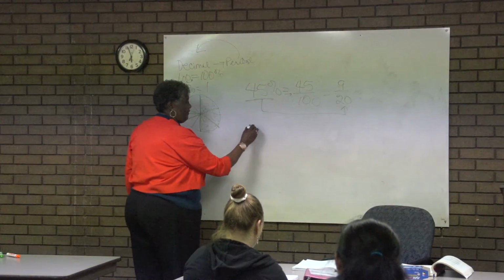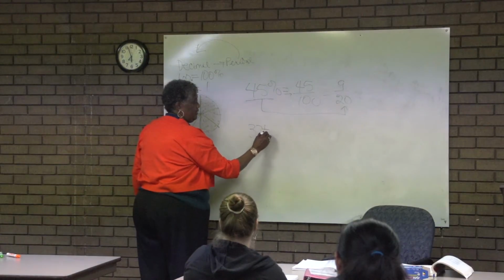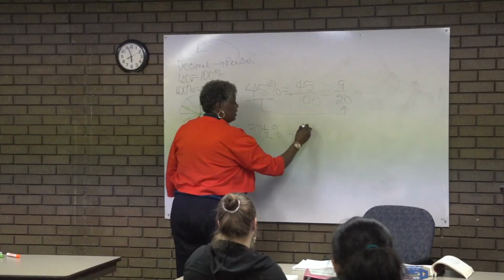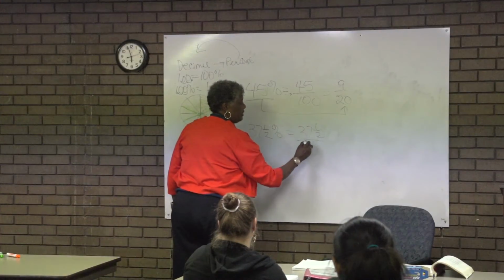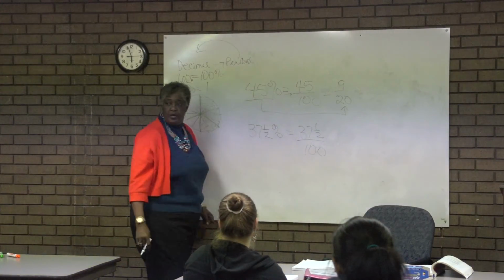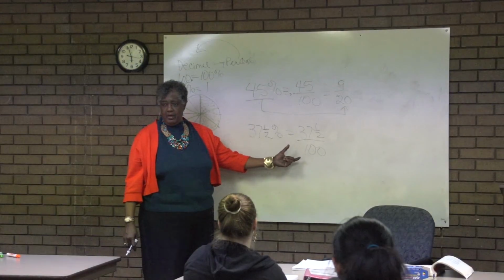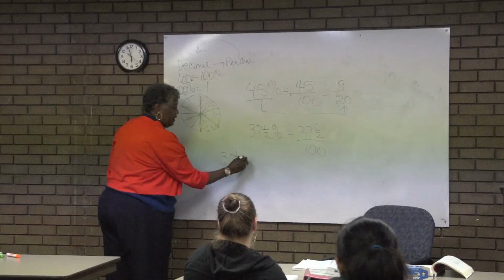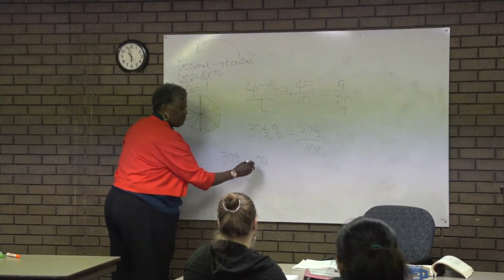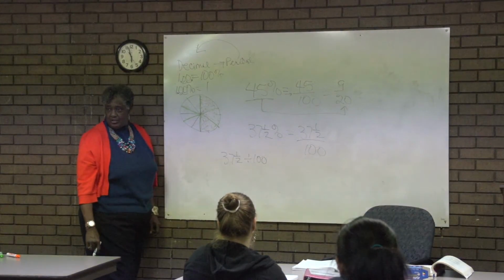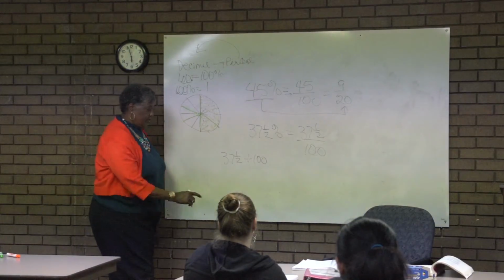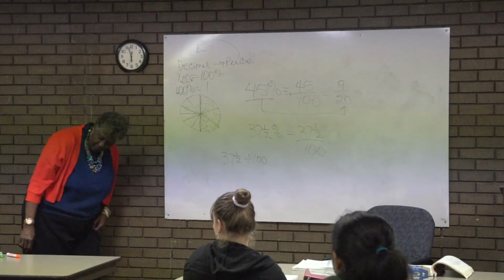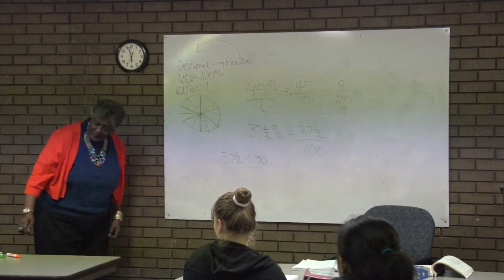If though you have a fraction in that percent, you can't just put it over 100, because you have a mixed number in there, you actually have to take it out and divide it by 100. That's when you have to remember the rules of dividing fractions. 37.5 divided by 100.